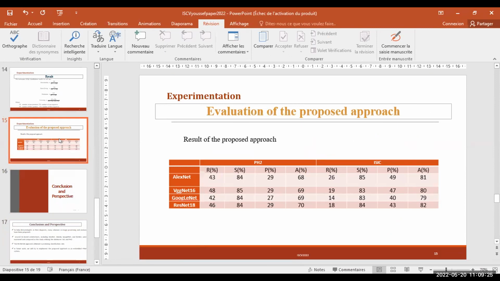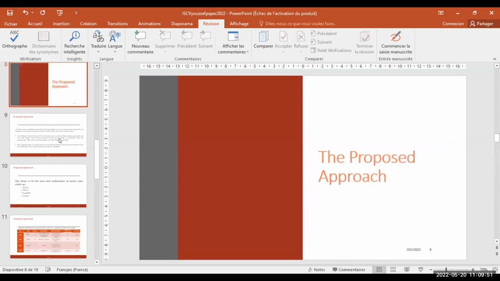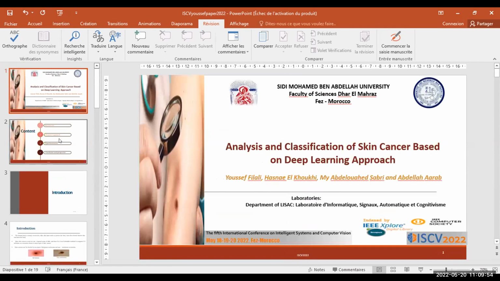This is only a computer-aided diagnostic. We only have a look at the lesion. We can't say that we are 100% sure that it is cancer or not. Okay, then we can use this proposed approach to help. We have a good look at diagnostics. Yes. Okay, thank you, Mr. Yusuf, for your interesting presentation and your response. We can now move to the next presentation.